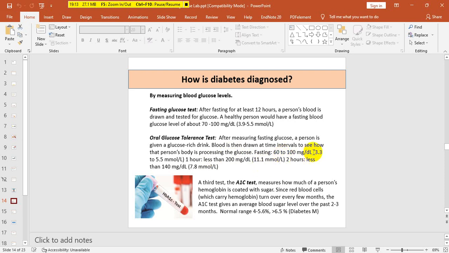And these are the reference ranges that you expect. After 1 hour you should get less than 11.1. After 2 hours you should get less than 7.8.